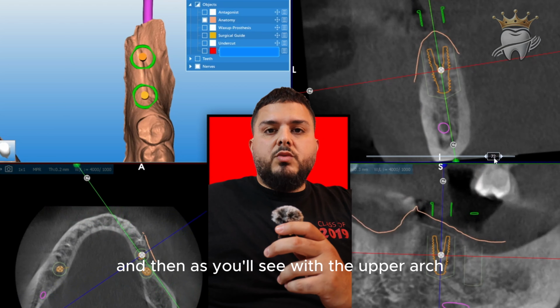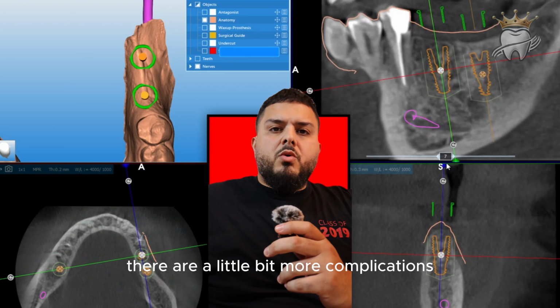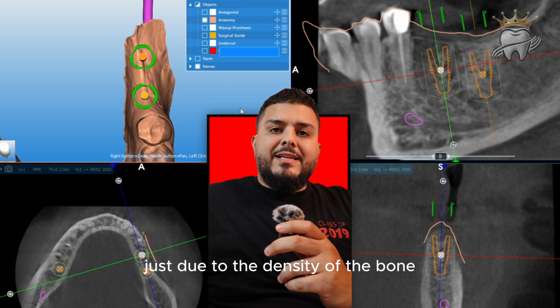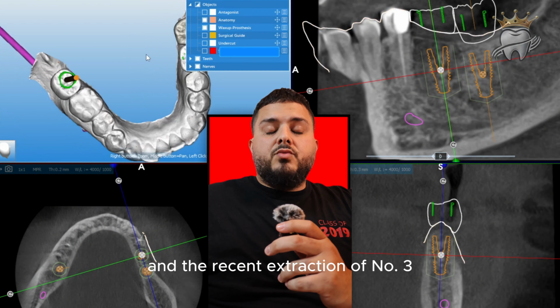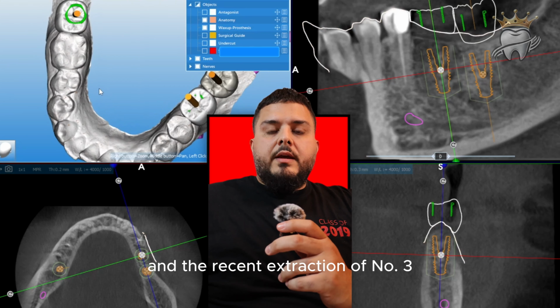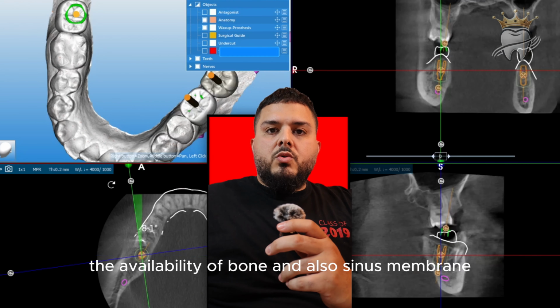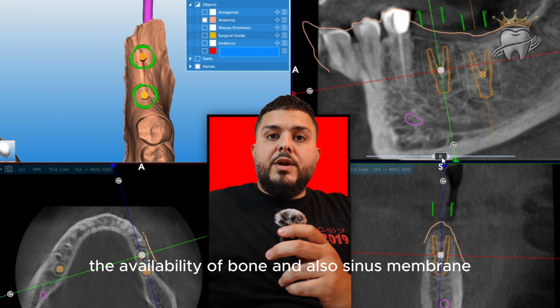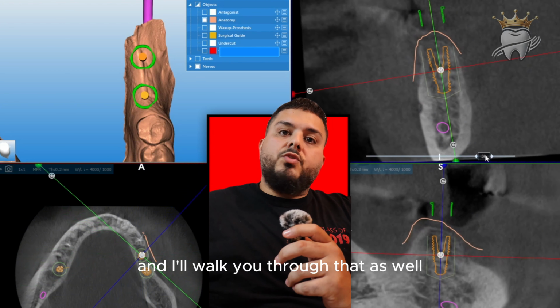And then as you'll see with the upper arch, there are a little bit more complications just due to the density of the bone and the recent extraction of number 3, and the availability of bone and also the sinus membrane, and I'll walk you through that as well.